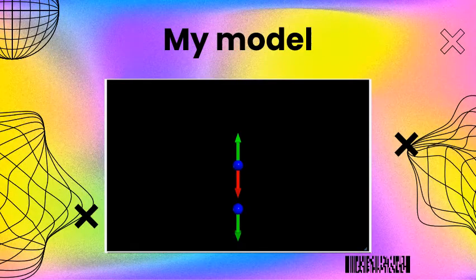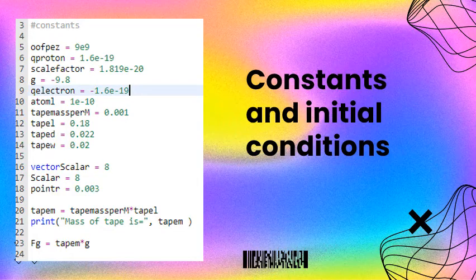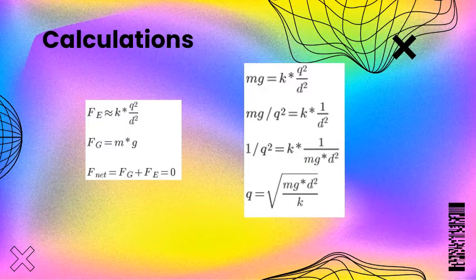And here you can see my model in GlowScript. The green arrows are for the electric field, which you can see are pointing opposite to one another, and then the force of gravity going down. And here are my constants and initial conditions. I'm not going to read them out, but you're welcome to pause. And then here are the calculations.